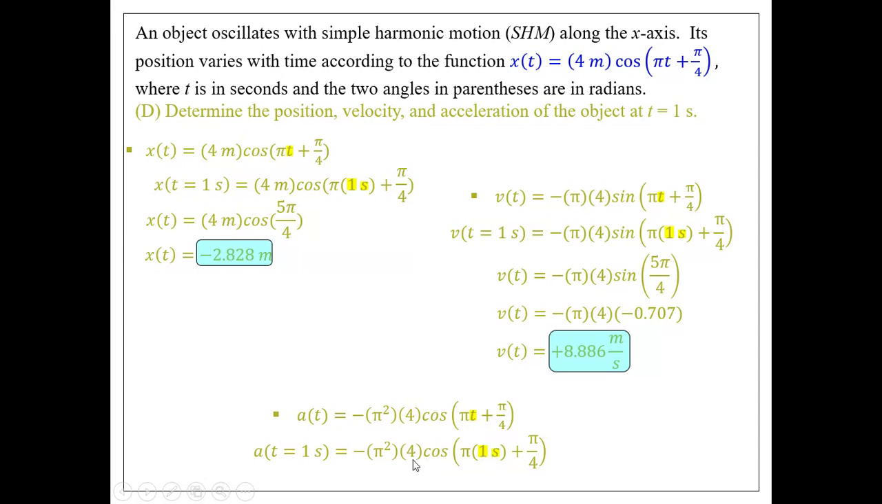So if you do all of this in your calculator in radian mode, you should get a value of about 27.92, and that's going to be positive because if you do cosine of 5 pi over 4 here in radian mode, it will give you a negative number. A negative times a negative will give you a positive. Because it's acceleration, which is a vector, I do need to tell you which way the object's accelerating. So we say that the object is accelerating to the right at a rate of 27.92 meters per second squared at 1 second. All right, that's D.